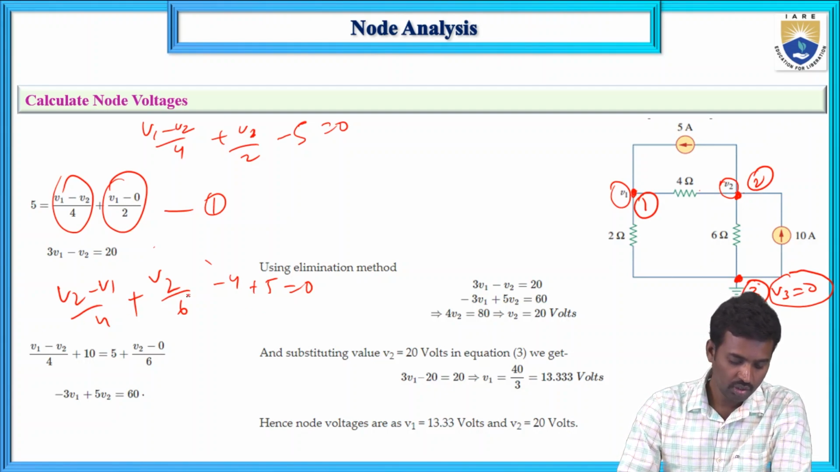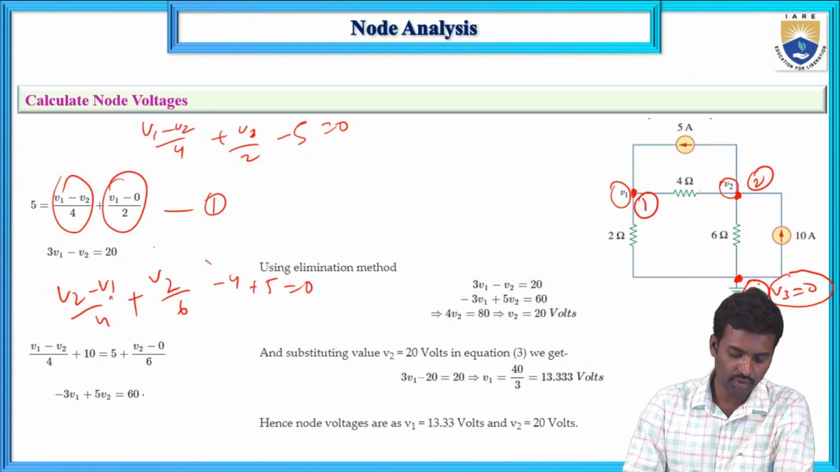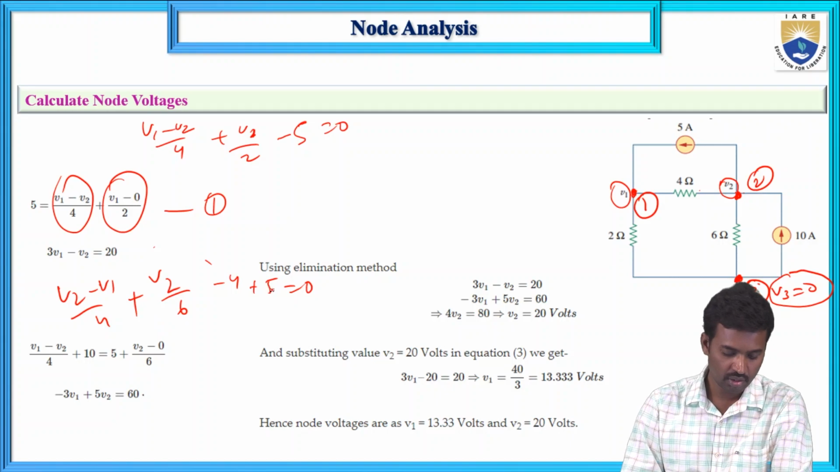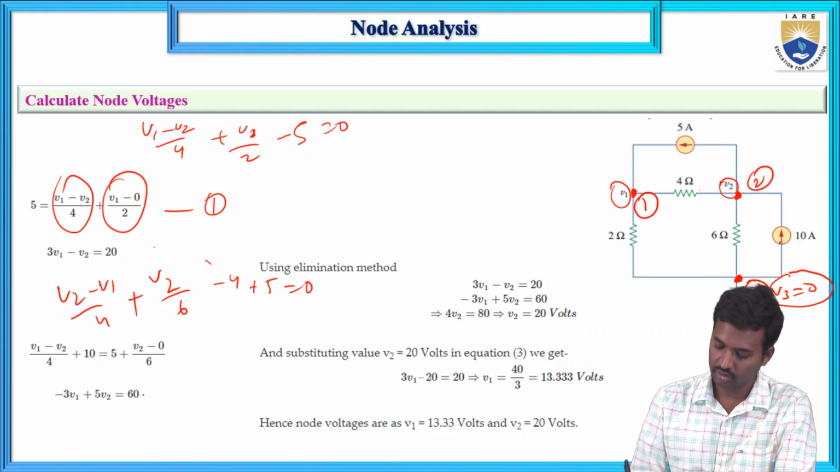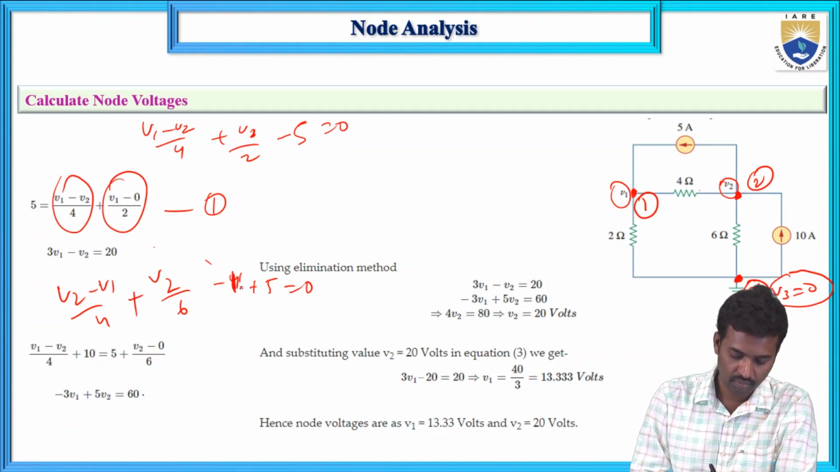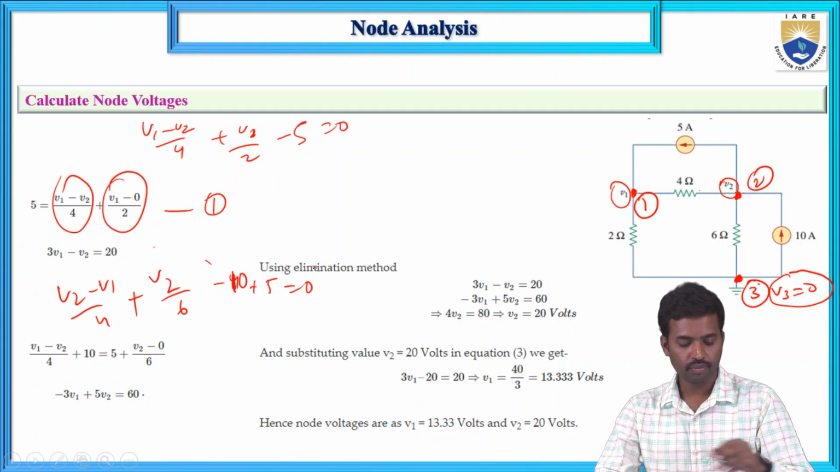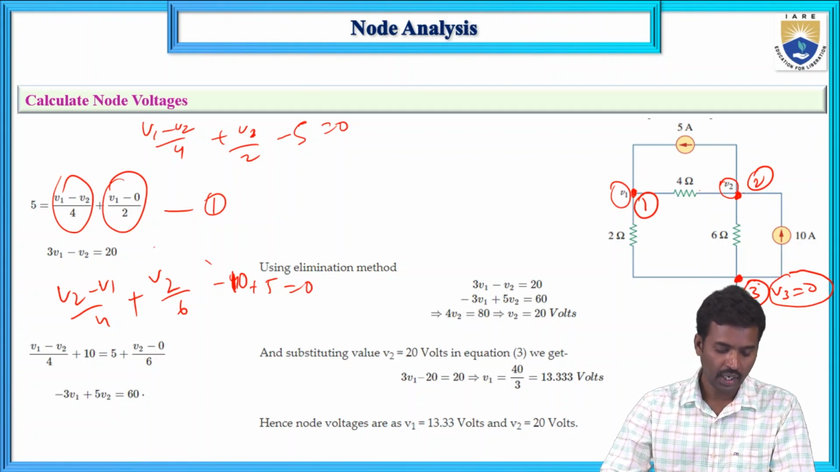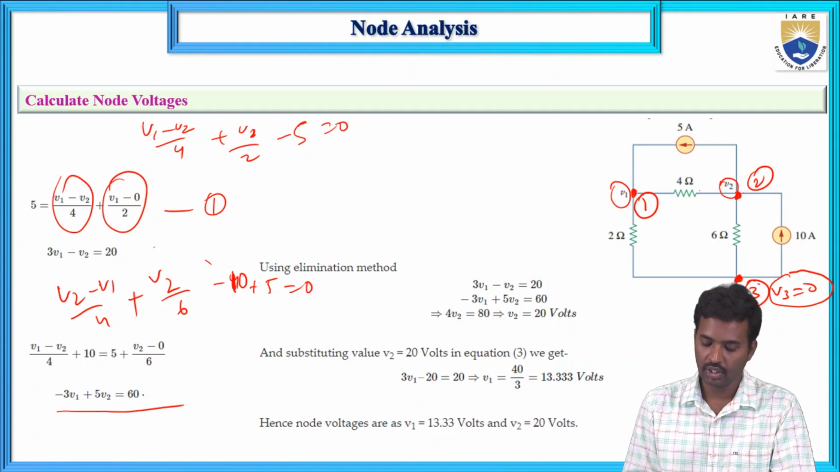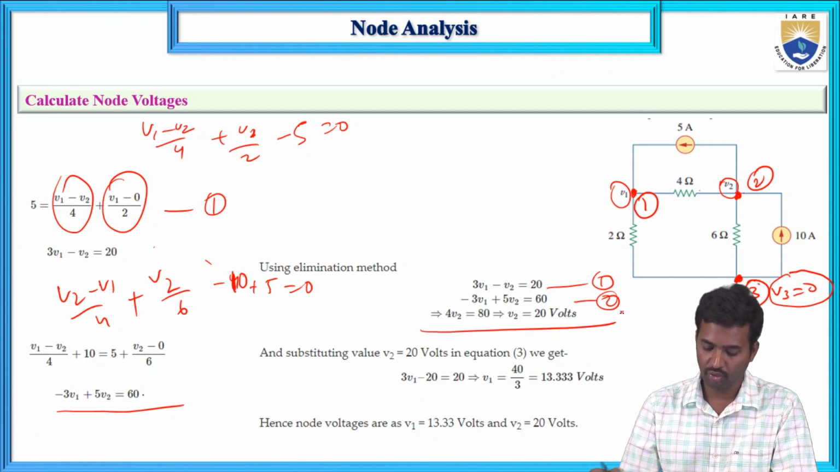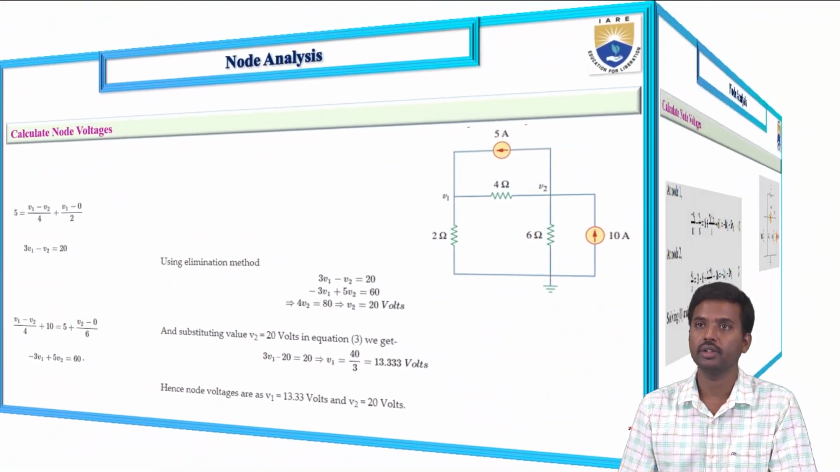On the RHS side, here V1 minus V2 and V2 by 4, and this is plus 5 and this one is minus. So this is 10, I think. So this 10 is entering. So 10. And next the simplified equation: minus 3V1 plus 5I2 equals 60. And if you solve equations 1 and 2, you will get the V1 and V2 values. This is V1 and this one is V2. So these are the node voltages.